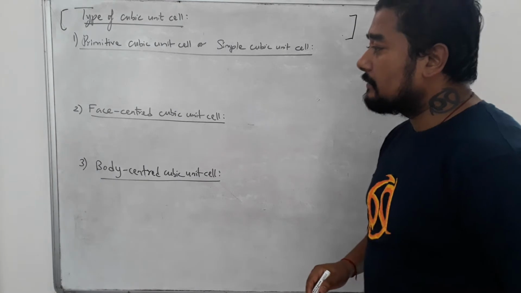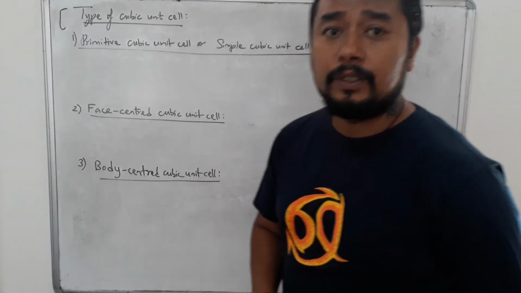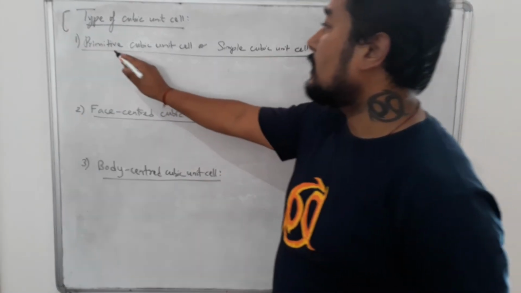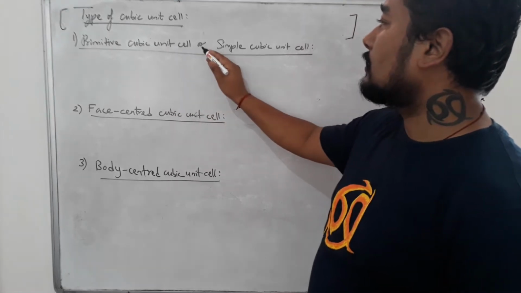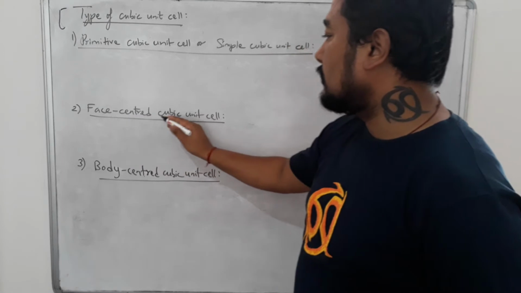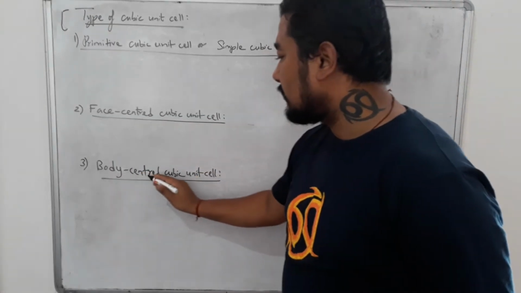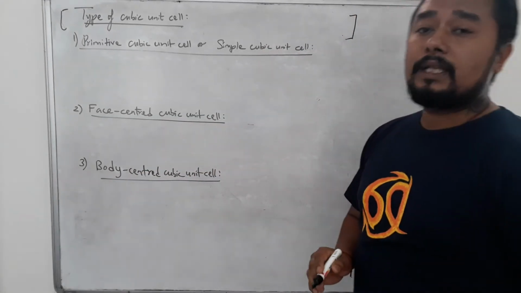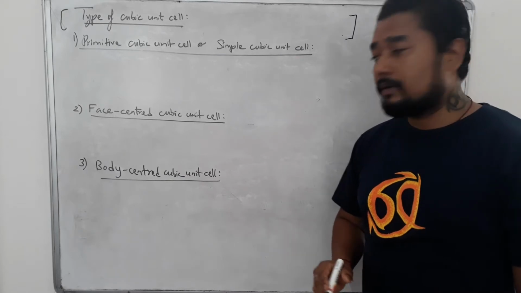So in our syllabus, students, there are 3 types of cubic unit cell. One is the primitive cubic unit cell, also known by the name simple cubic unit cell. Another one is called face centered cubic unit cell. The last one is called body centered cubic unit cell. So these are the 3 types of cubic unit cell in our syllabus.